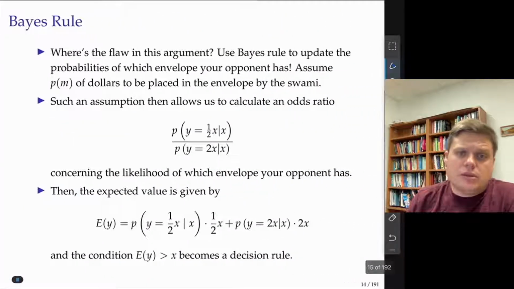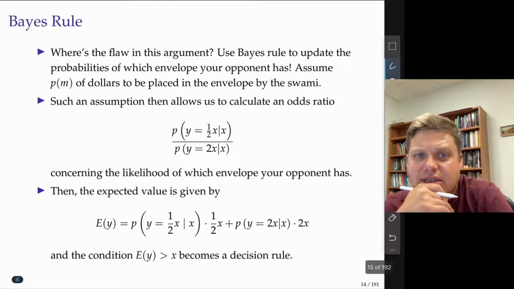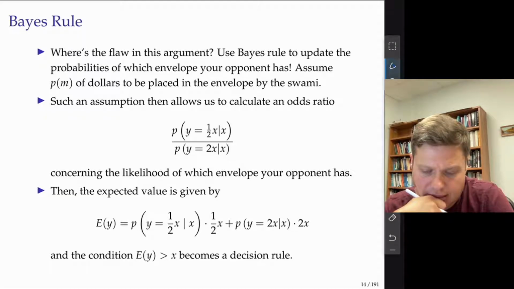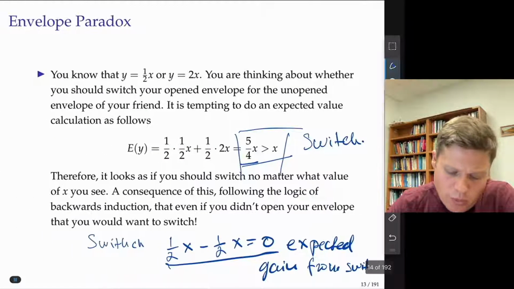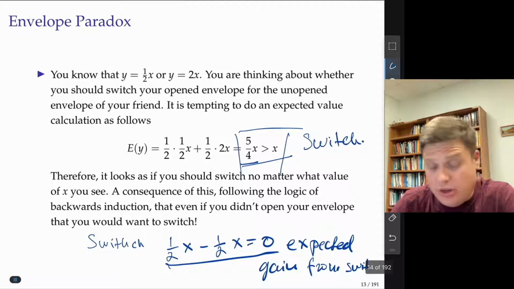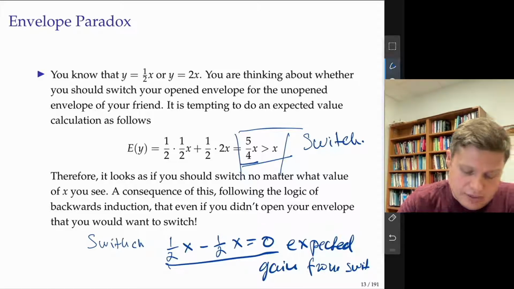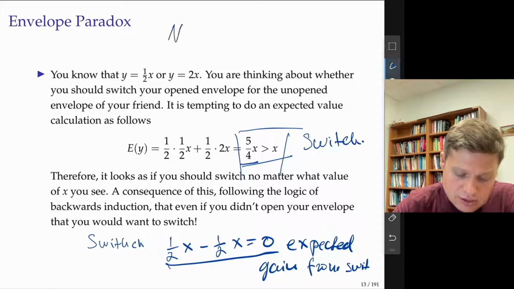But another way to resolve this paradox is to use the Bayes rule. And again, there is really no way to say whether you have to switch or you don't have to switch. If you just use the basic rules of probability or common sense, then the conclusion is there is no need to switch.